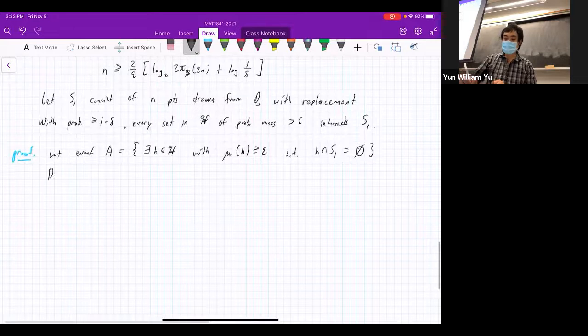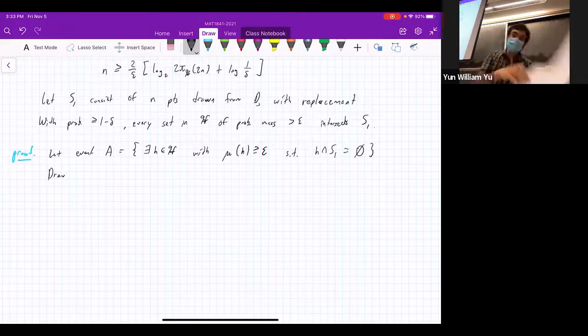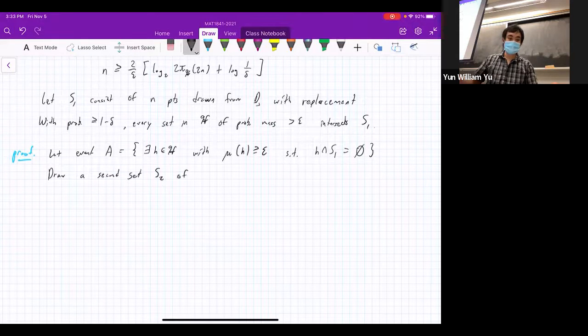Okay, now the next thing we're going to do is draw, wait a moment. Did I do that right? Okay, no, that's right. So now we're going to draw a second set, S2, of n points from D. Just a moment, let me make sure I have all my notation correct. Okay, yeah, I think I have all my notation correct. So we're drawing a second set S2 of another n points from D.